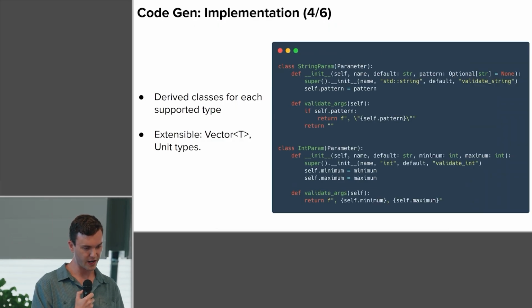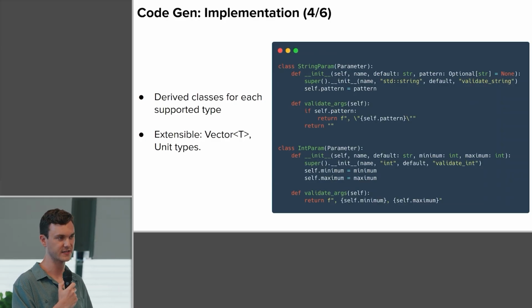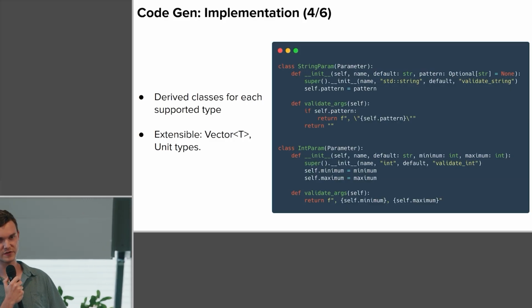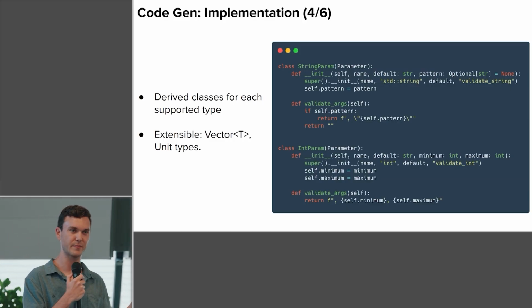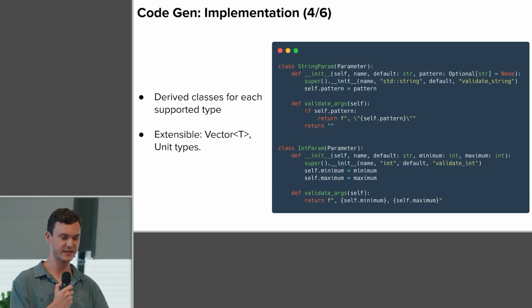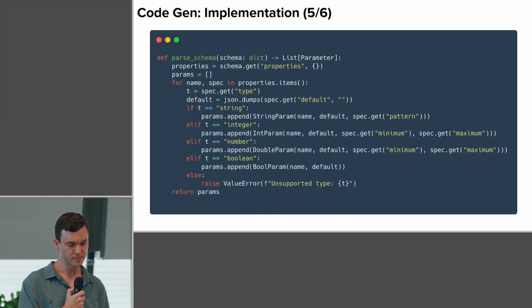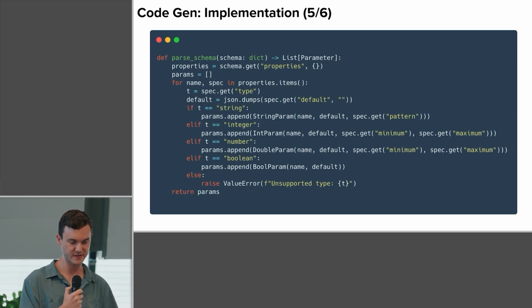So here's my string param and my int param. In the case of string, I have a regex, and in the case of int, I have a min and max. I won't spend too much time discussing this because I think it's pretty self-explanatory. I'm deriving from that param class that I showed earlier, and the idea here is I'm just adding whatever additional options I want to support in my schema. Finally, I have my parse schema function. I'm visiting the big schema file, building up all of my various params, and I'm going to use that to generate my C++.